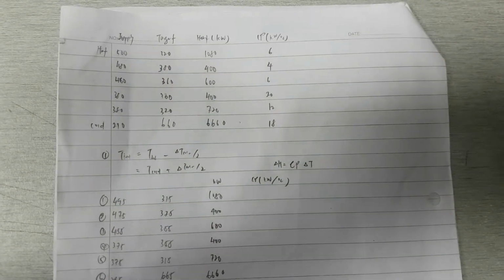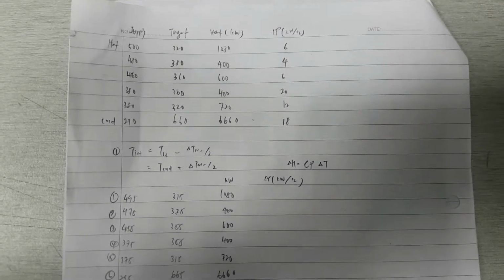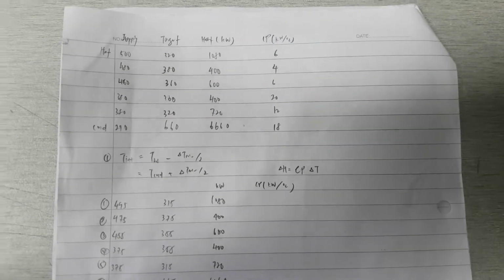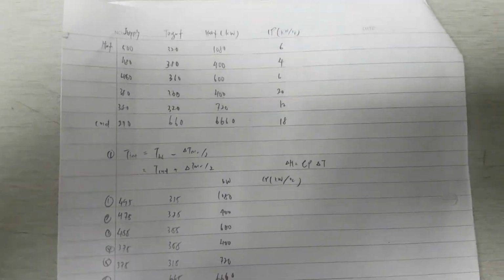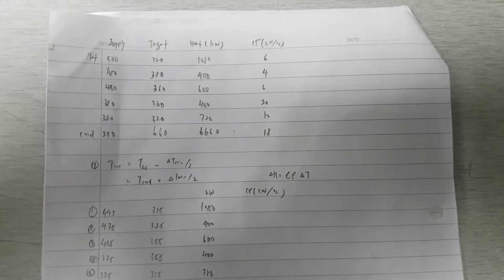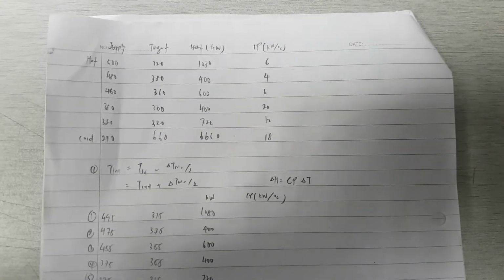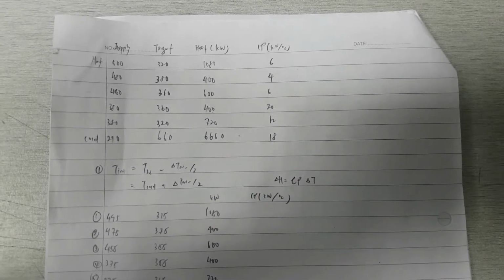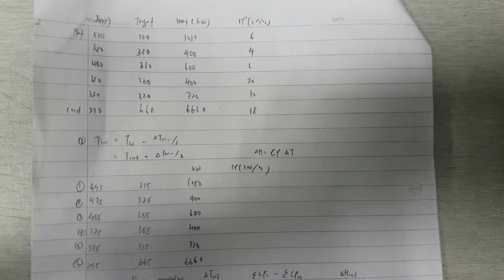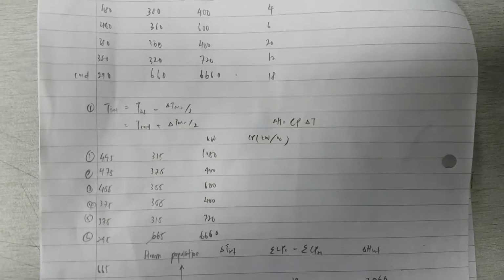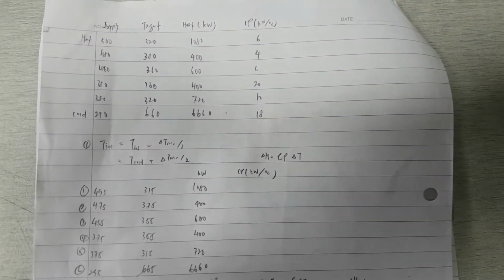Another example of a heat integration question. In this example, I'm going to use the problem table algorithm method to solve this problem. As you can see, we have 6 streams, which is divided into 5 hot streams and 1 cold stream. So now we need to extract the information from the streams.